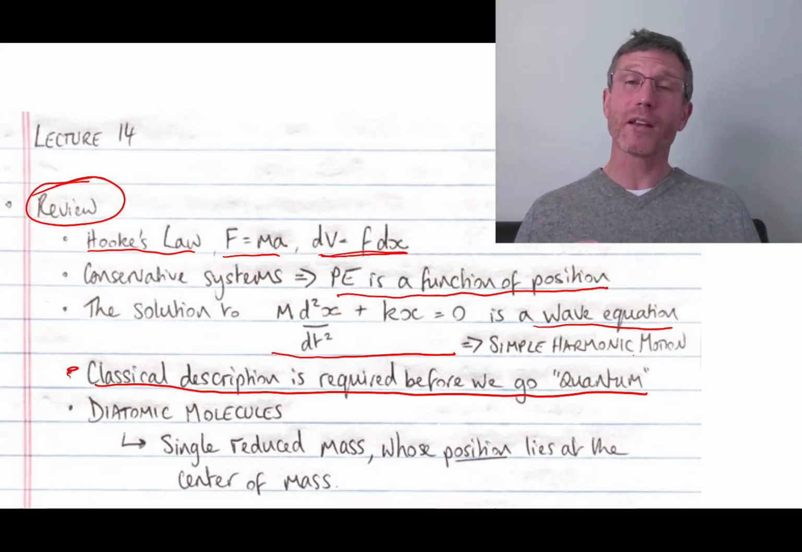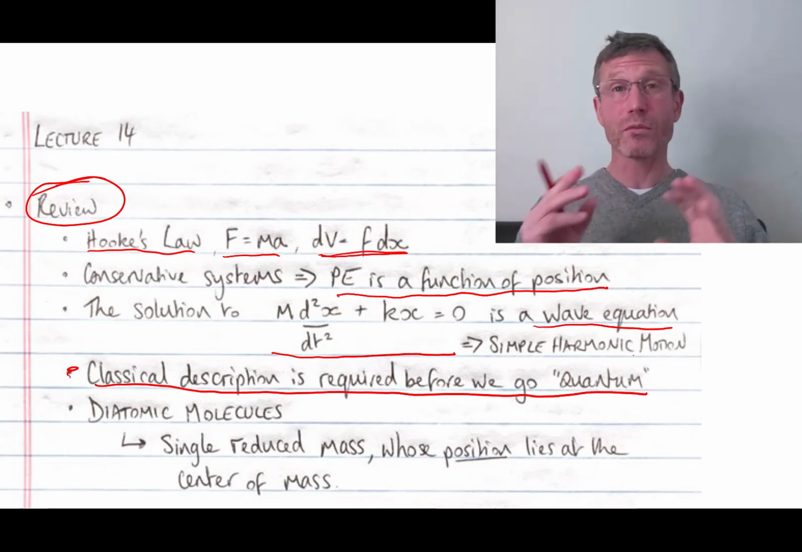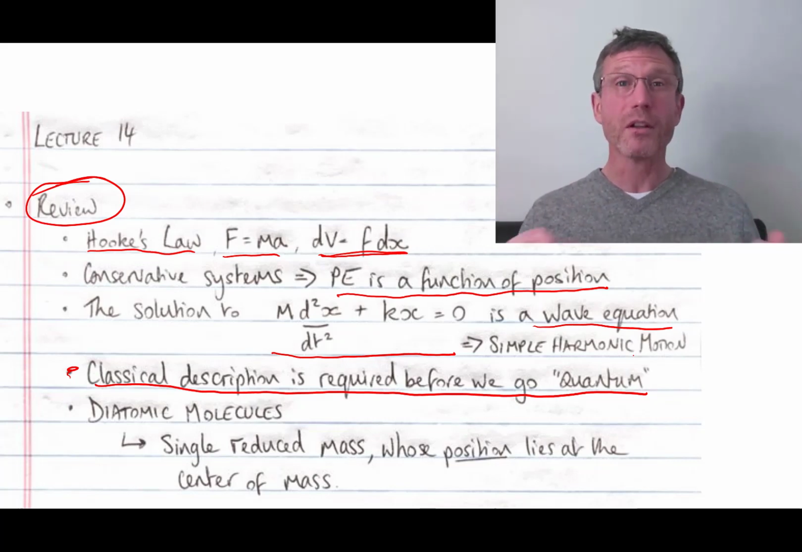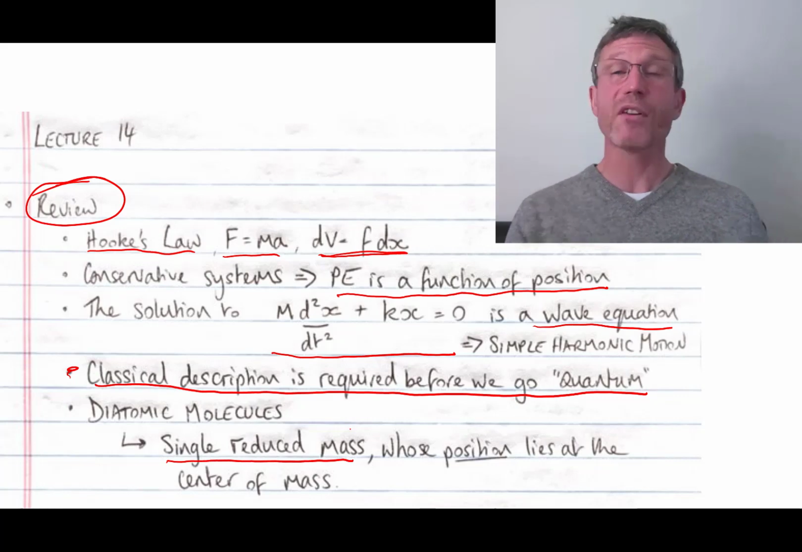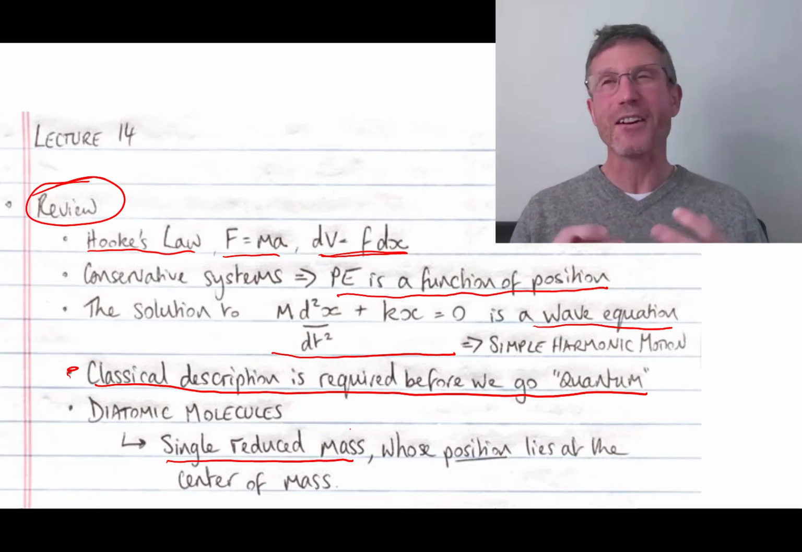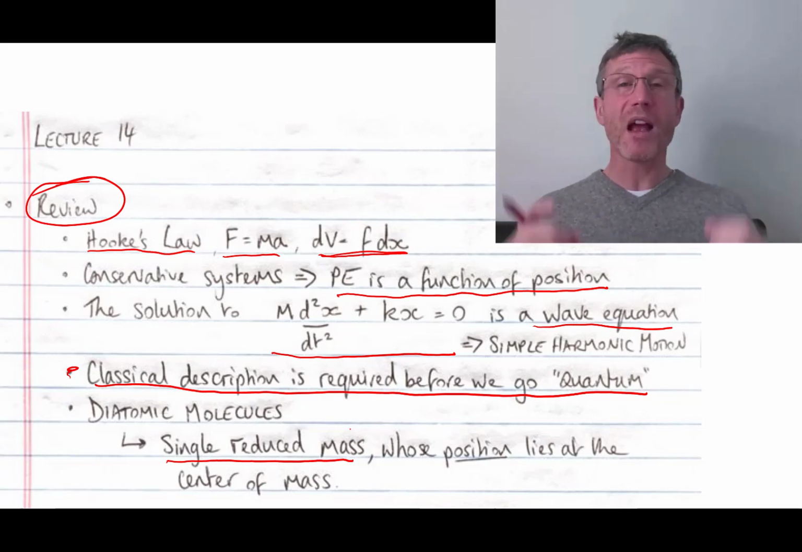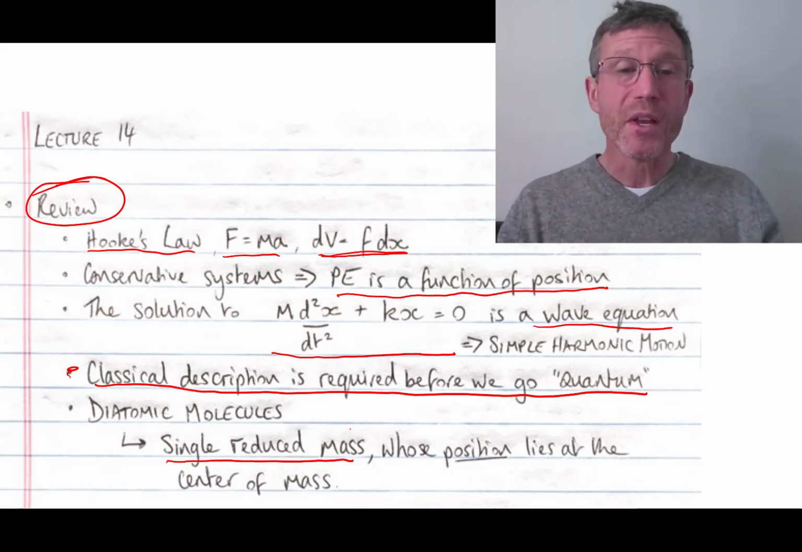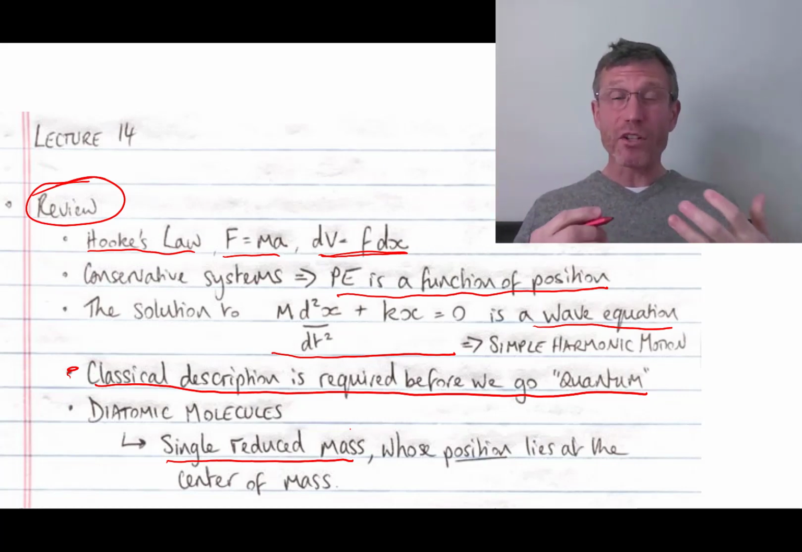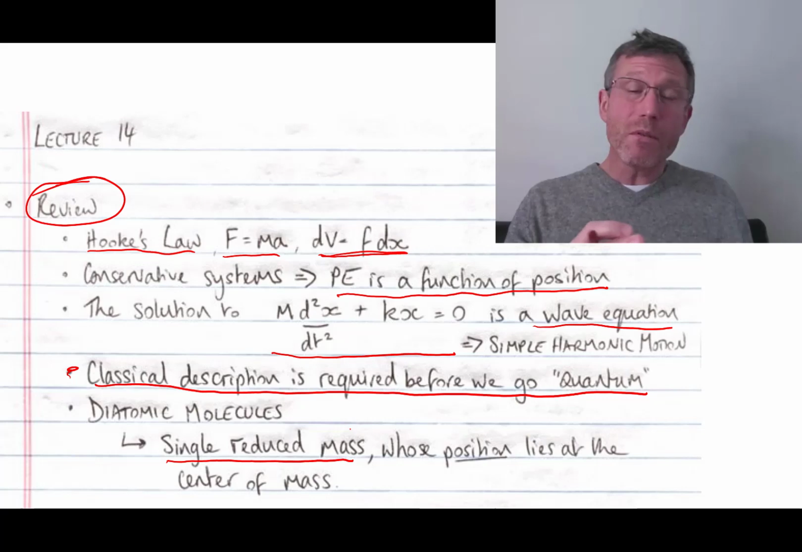What's our application? We're going to be thinking about diatomic molecules. This is a chemistry course after all, so we have to think about what those molecules consist of. We'll start with very simple diatomic molecules. We recognized in lecture 13 that we have a single reduced mass, so we can replace the mass in the single ball on a spring problem with the reduced mass when we have two atoms that are connected and vibrating. And the position of that reduced mass is found at the center of mass for that molecule. So that's a review.